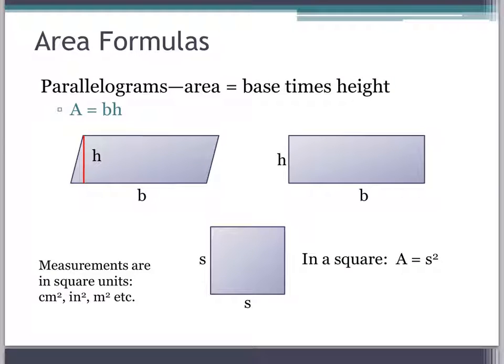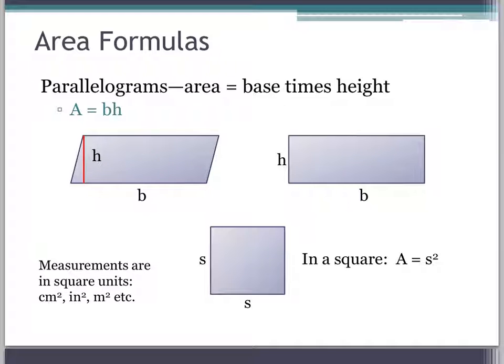Okay, moving on to area formulas. For parallelograms, that's like ones that look like a bent rectangle. Rectangles, squares, those are all parallelograms. Rhombuses. I think we had all those pretty pictures you drew early on. Parallelogram, the area of that is the base times the height. So area, again, is base times height.